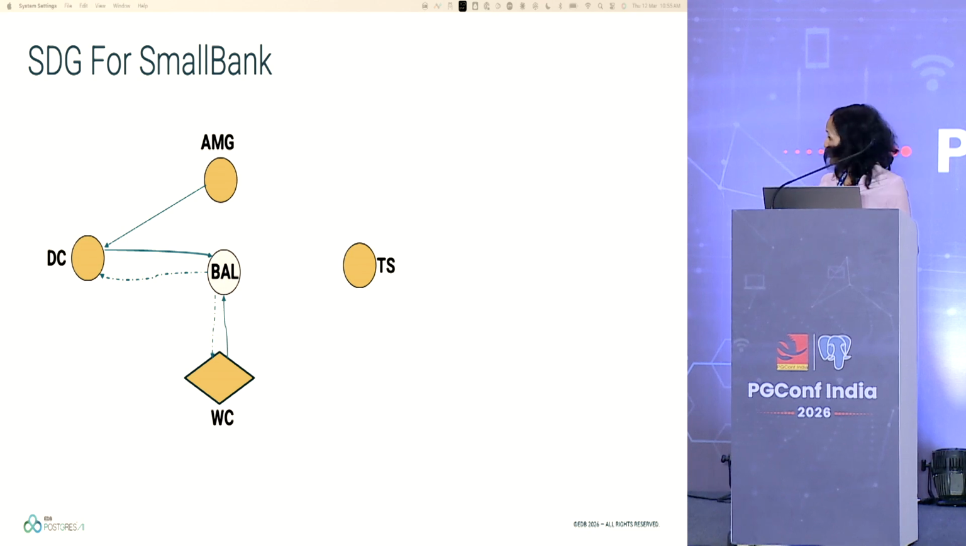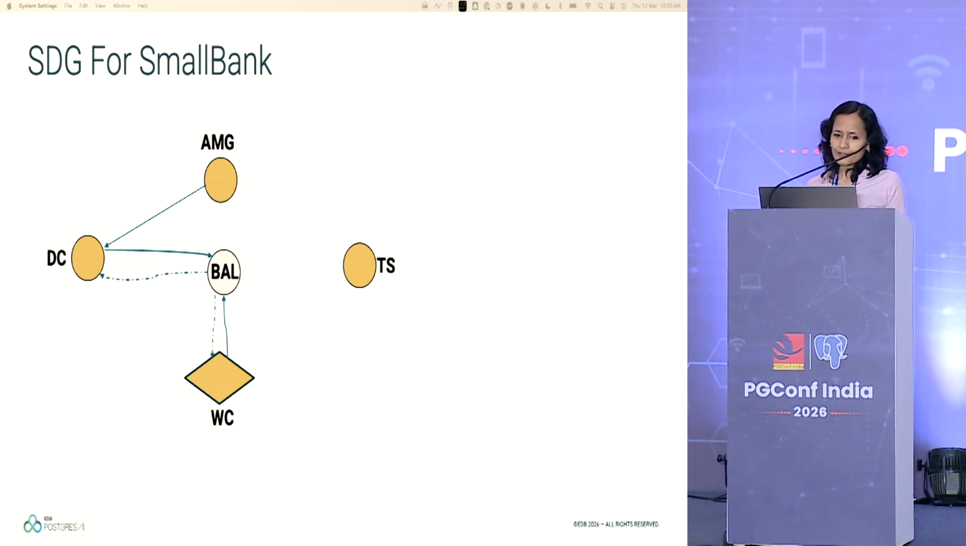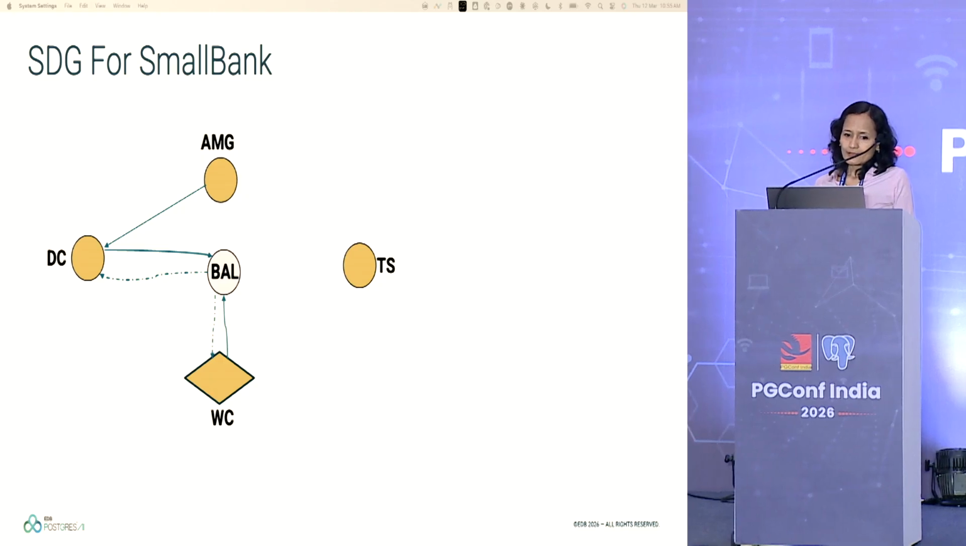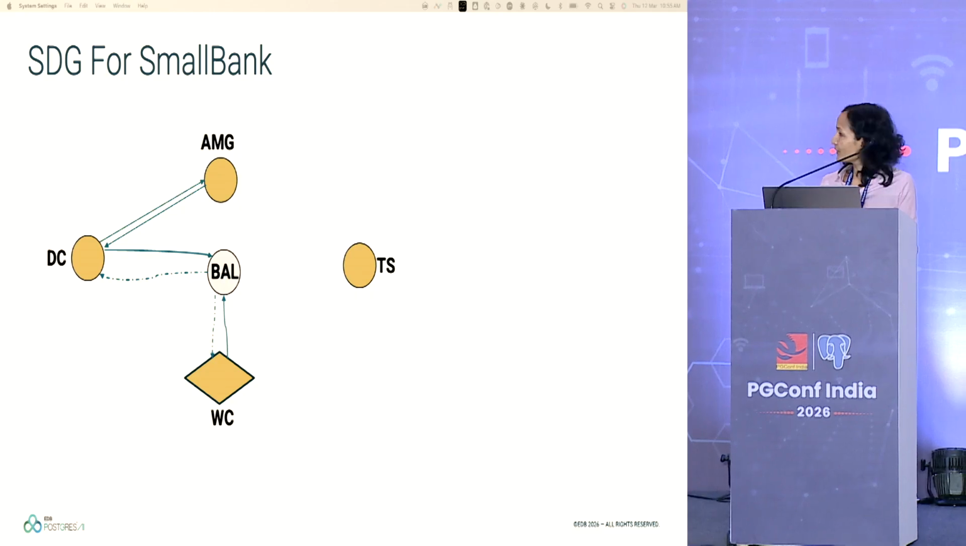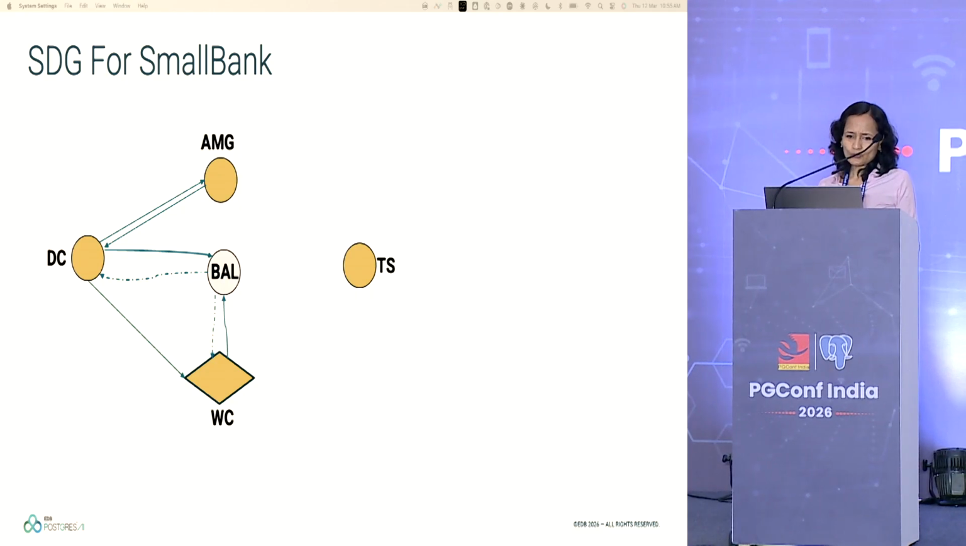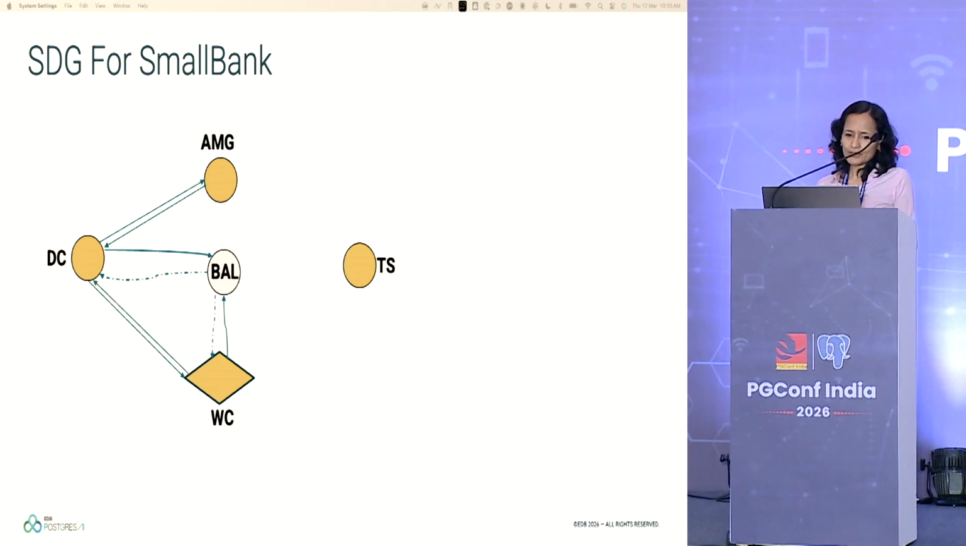Amalgamate and DC both modify, so there are no dotted lines between these. There are only solid lines, which means that they are serialized. They have to be serialized when they happen. They are modifying the same rows, and they only have these solid arrows between them. So I'll go faster. The same is with DC and WC, only solid arrows because they get serialized.